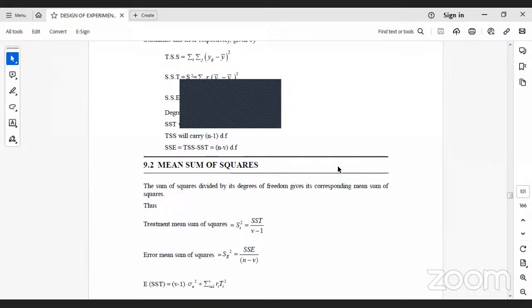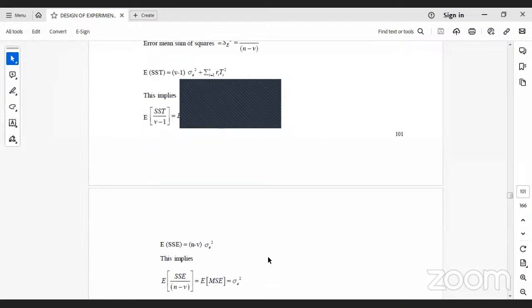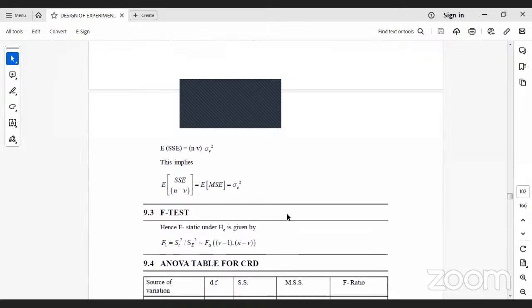The sum of squares divided by its degrees of freedom gives the mean squares: MST is SST by v minus 1, and MSE is SSE by n minus v. The expected MSE is sigma e square, with degrees of freedom n minus v. That simplifies to MSE by sigma e square. F test: hence the F statistic under H0.